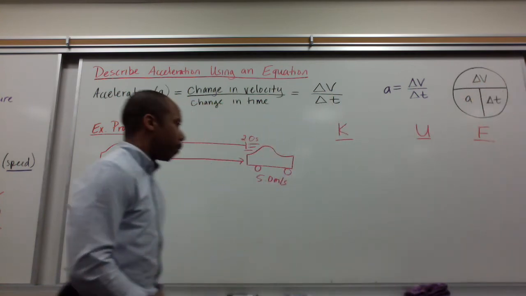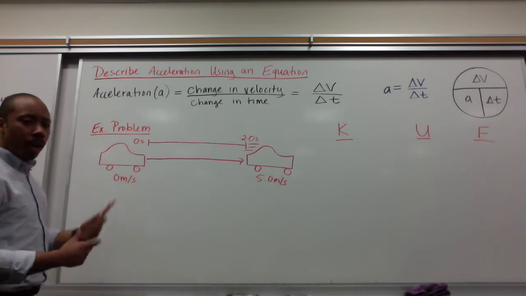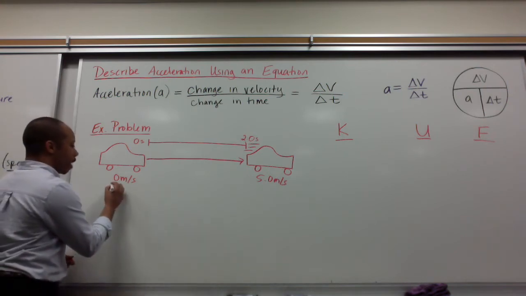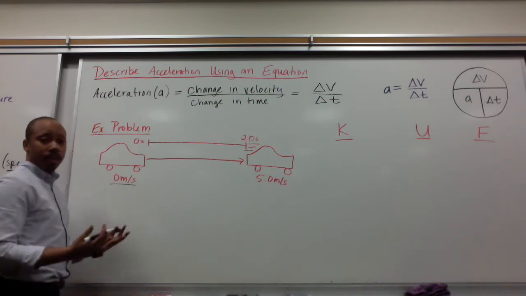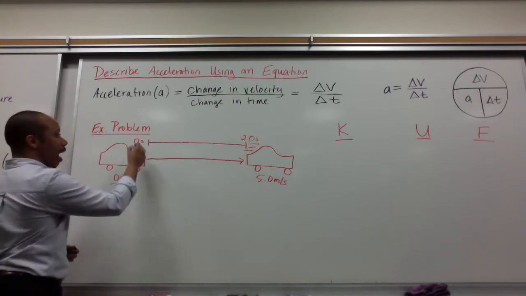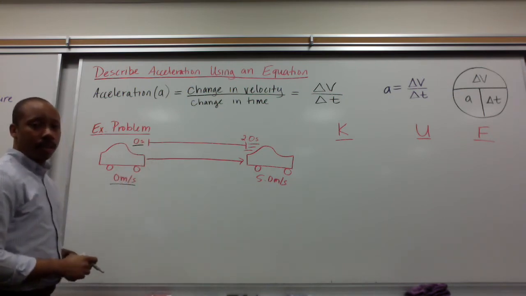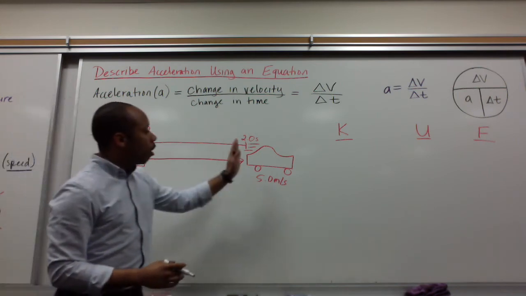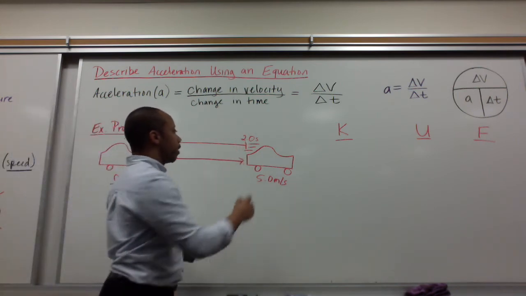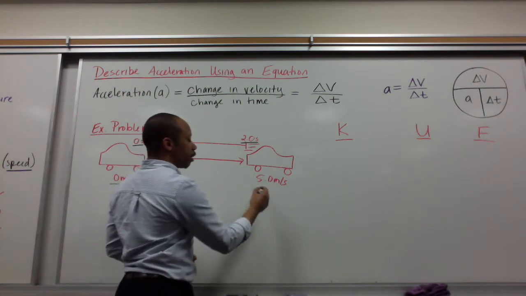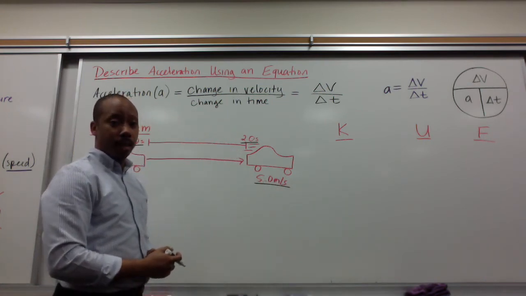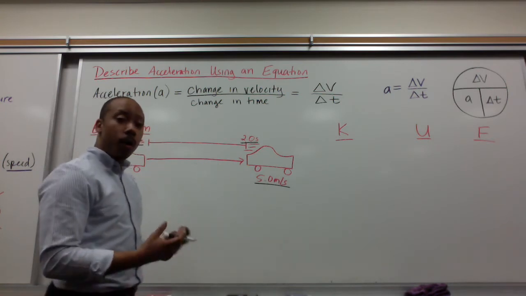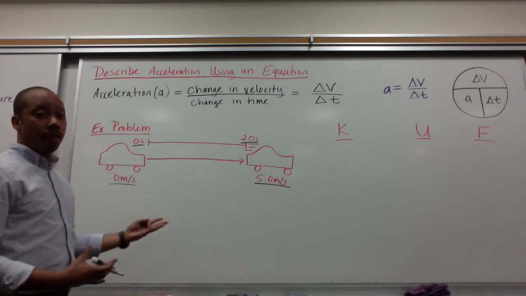Now here's an example problem. We have a little toy car. It starts out at 0 meters per second, meaning at rest. It's not moving. And that's at time 0 seconds. And then it travels along for 2 seconds. It reaches a speed or velocity of 5 meters per second. It's going in this direction. My question is, what is the acceleration of this car?